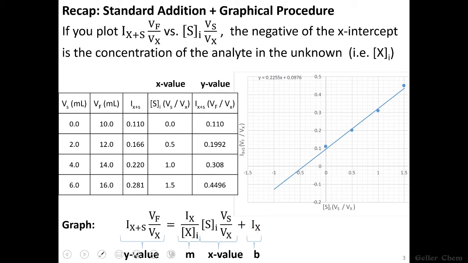And the concluding statement that we wrote at the end of the last lecture was, if we make this plot of this value versus that value, the negative of the x-intercept is the concentration of the analyte in the unknown. In other words, the initial concentration of the unknown, which is what we care about. But we didn't get into why this is true, so now I'm going to prove that, and hopefully that'll help make more sense of this analysis.